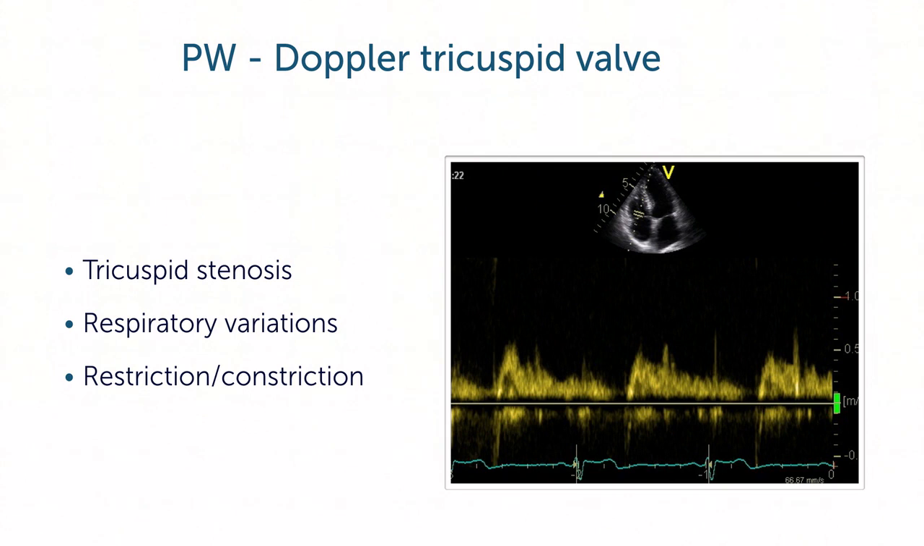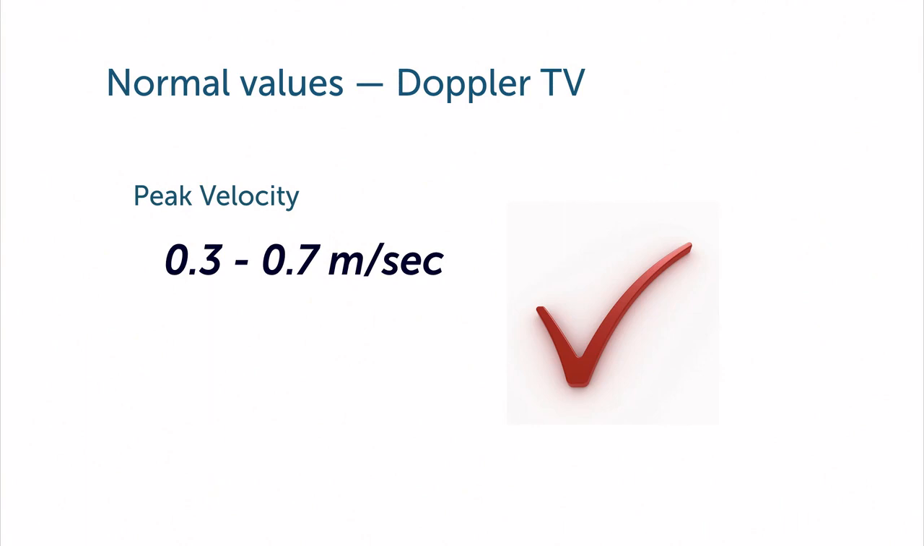And finally, you can also use the pulse wave Doppler across the tricuspid valve to look at pericardial constriction. The normal velocity of tricuspid inflow is in the range of 0.3 to 0.7 meters per second, but again, be aware that it strongly depends on respiration.